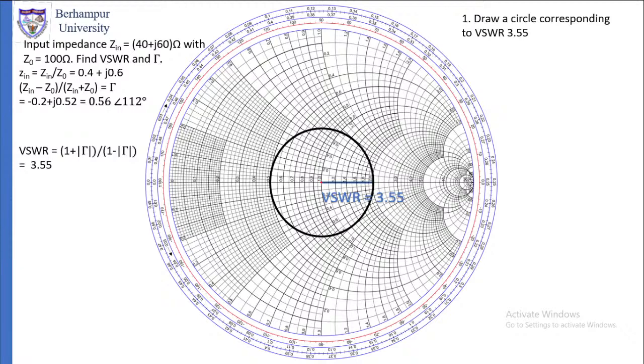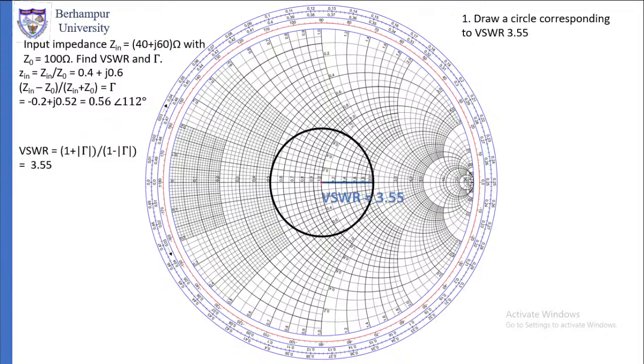This is the question. Input impedance is given and Z0 is given. Find out VSWR and gamma. So Zin is given, Z0 is given. Find out the normalized input impedance. So small zin is equal to capital Zin by Z0. That will be 0.4 plus j0.6.